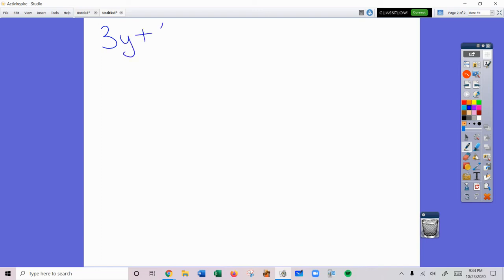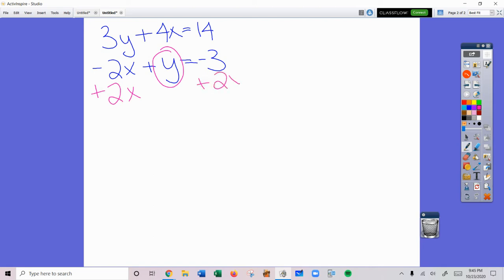3y plus 4x equals 14, and negative 2x plus y equals negative 3. So if we look here, what do we think might be the best equation to solve for? Yeah, let's pick this second equation. It's going to be pretty easy to solve for y here. Okay, the y is by itself, doesn't have a coefficient or anything else with it, so it's going to be pretty easy.